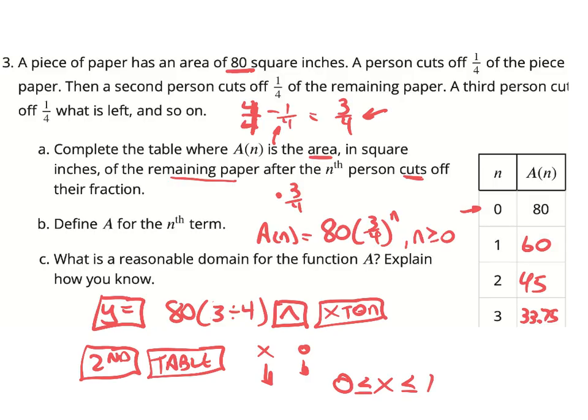Whatever you come to, about 15 cuts, you get about 1 square inch left. Anything smaller than an inch, it's hard to cut off 3/4 of it. You might want to go further. I don't know. So a domain is a range of reasonable numbers.